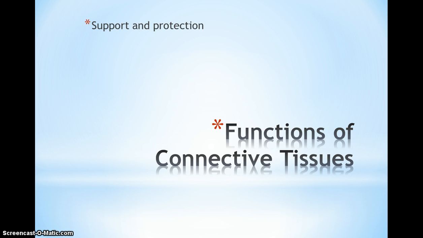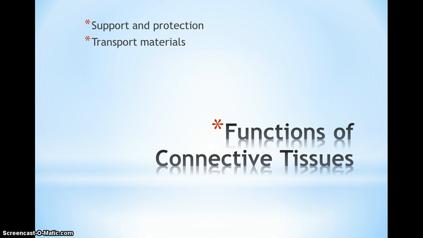Connective tissues serve a variety of functions for the body. One of these is support and protection. In this case, we are thinking about structural framework for the body, the framework that our bones provide. In addition, we've got support of the tendons, which are binding muscle to bone, and ligaments, which are binding bone to bone. These bones protect delicate organs such as the heart, lungs, and brain.